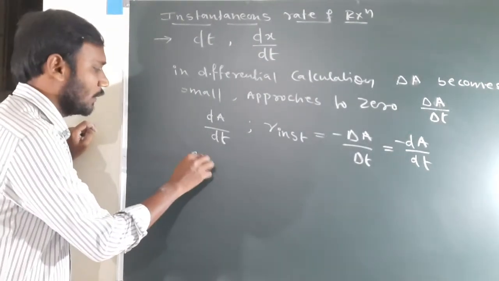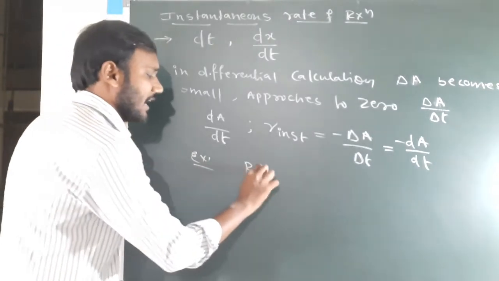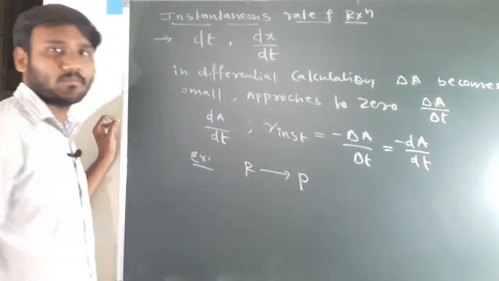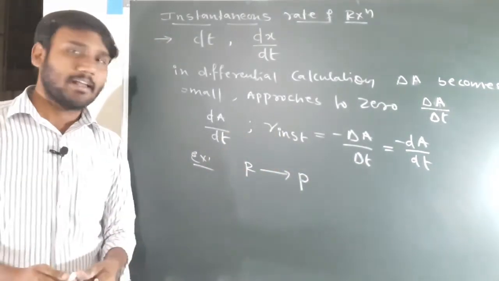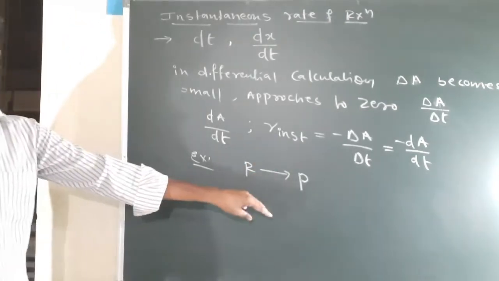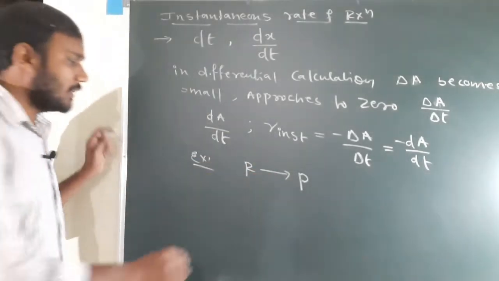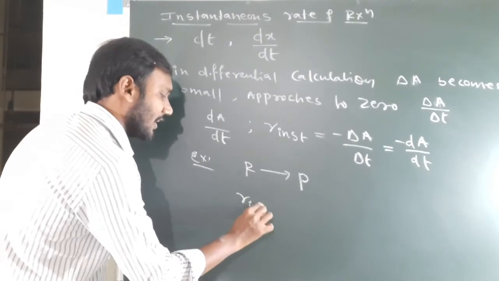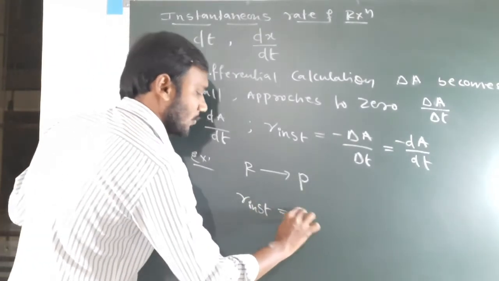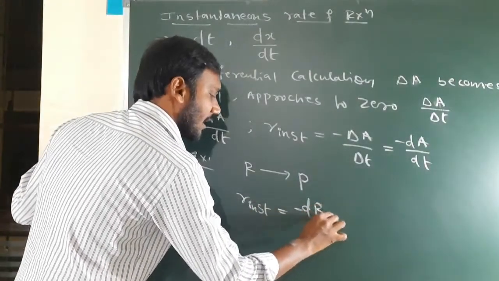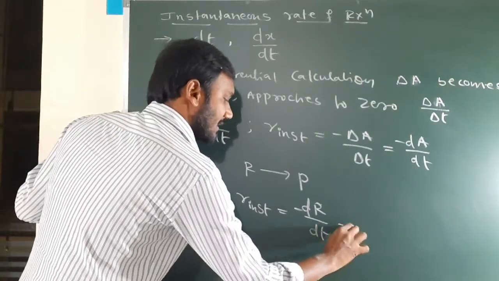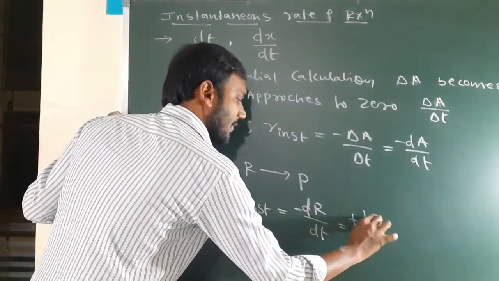For example, I am taking one chemical reaction in which reactants are converted to products. At that time, how can you represent the instant rate? Instant rate is equal to minus dR by dt, which is equal to plus dP by dt.